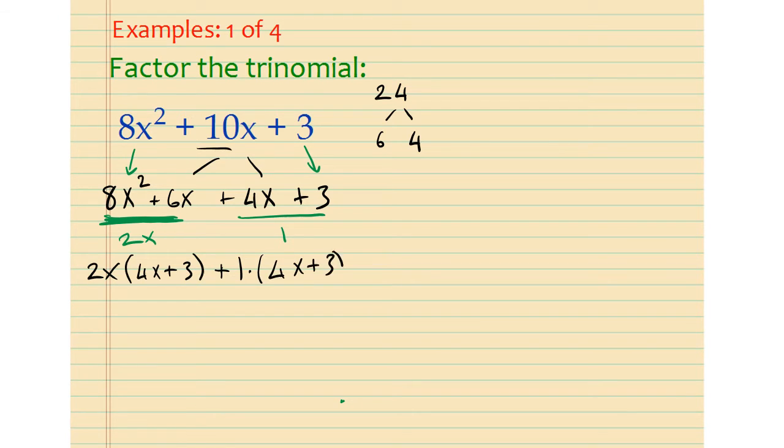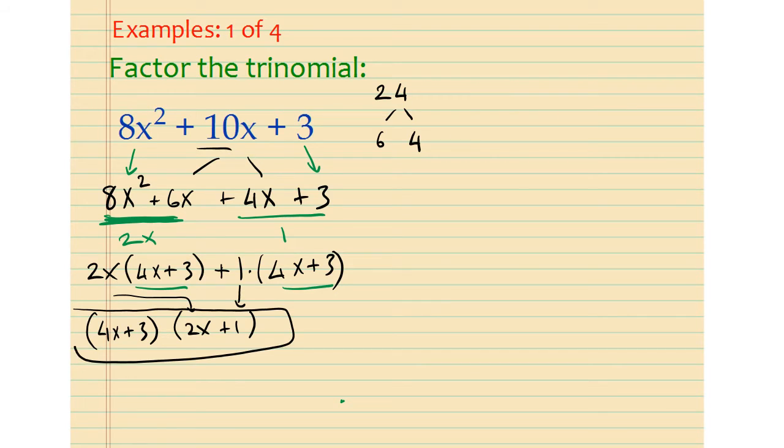4x plus 3. Now I need to factor my common binomial. This is my common binomial. If I factor that out one last time, 4x plus 3 is here, and 2x comes from the first one, and then the plus 1 comes from the second one. This is our final answer for our factoring.